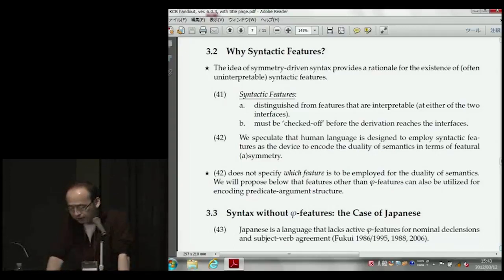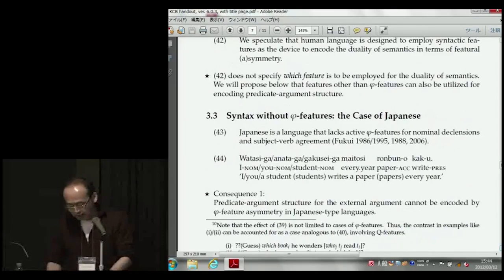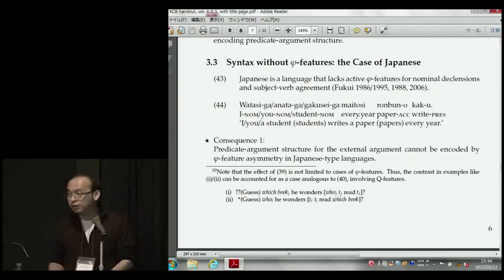We speculate that human language is designed to employ syntactic or formal features as a device to encode the duality of semantics in terms of featural asymmetry. Well, while we do need more evidence, of course, to establish 42, it provides what appears to be an interesting insight into the roles and functioning of syntactic features. Note that 42 does not specify, this is an important point, which feature is to be employed for the duality of semantics. Okay, we will propose that features other than phi features may also be utilized for encoding predicate argument structure. We will see in the next section that Japanese exhibits exactly this kind of situation, in fact.